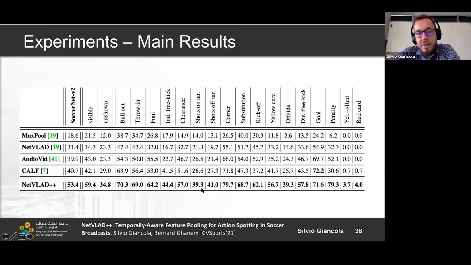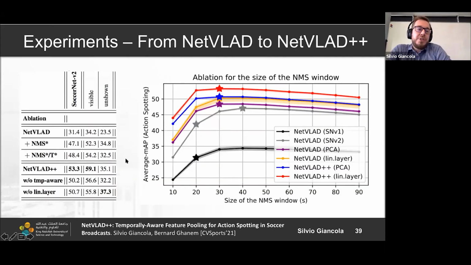And there is a consistent improvement over all the different baselines, except for goal, where CALF outperformed by 0.6 points. So it means that maybe CALF is still the best for goal detection, goal spotting, sorry. Further ablations, or how to reach that specific performance of 53.4. This is the best over 5. Here I'm reporting the average over those five results.